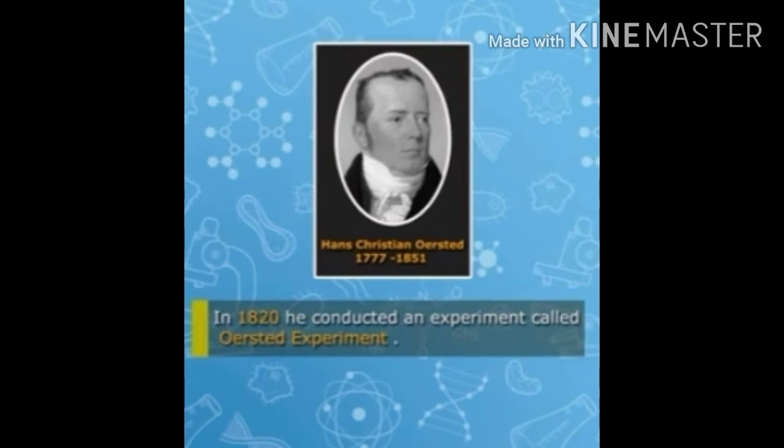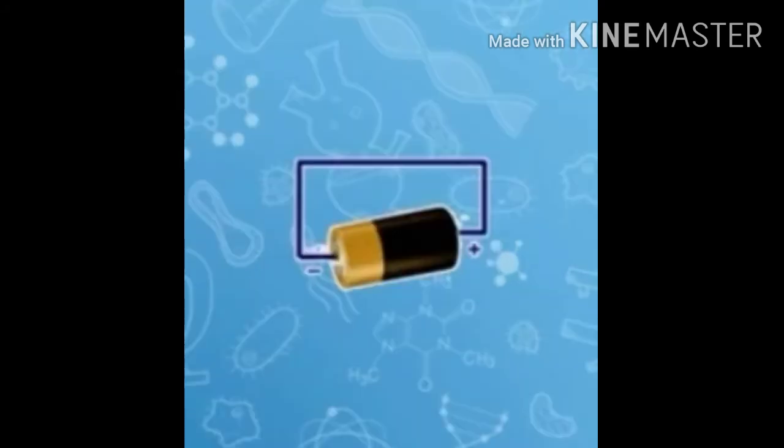Clear? Now what he did, that means we'll do the experiment of how he proved. How did he prove it? For that he has taken the conductor wire. We know in order to pass the electric current we need the conductor, isn't it? We need a conductor. Suppose look here, we have taken the copper wire. Clear? And connect that copper wire with the battery. Connect the two ends of the copper wire with the battery.